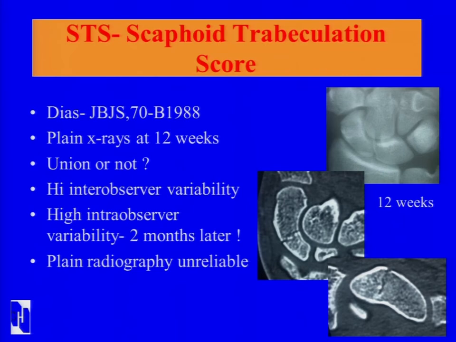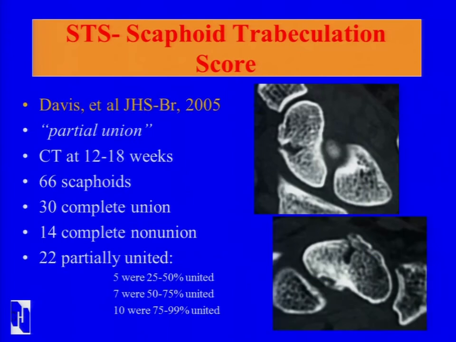So Diaz taught us in the late 80s that plain x-rays pretty much are useless. He shuffled up 20 sets of x-rays, gave them to hand surgeons, orthopedic surgeons, and radiologists, and they were all blinded, and he asked them, is it united or not? And not only did he find high inter-observer variability, but just to rub salt in the wound, he took the same sets of x-rays, relabeled them, and 2 months later gave them back to the same radiologists, orthopedists, and hand surgeons. And you guessed it, they didn't agree with themselves 2 months later. So not only high inter-observer variability, but high variability over time. Plain radiographs are unreliable in assessing union.